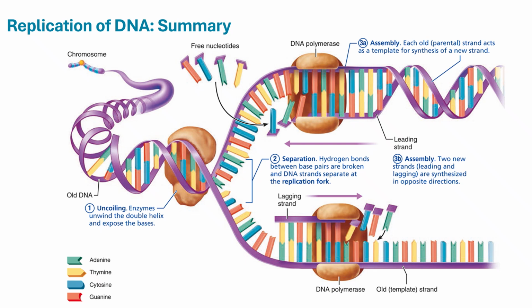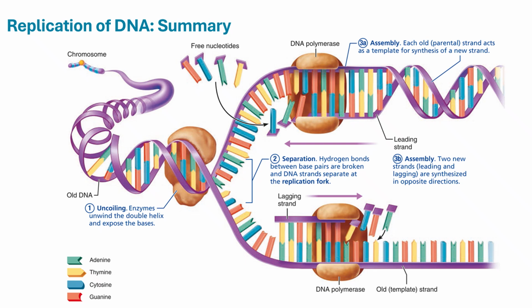So, in the assembly, we have an old or parental strand that acts as a template for synthesis of a new strand. Okay, so it's going to take that, act as a template, and it'll make a new strand. This strand is called the leading strand, and it's formed continuously, and the lagging strand is formed discontinuously. They're synthesized in opposite directions because the polymerases work in one direction only.